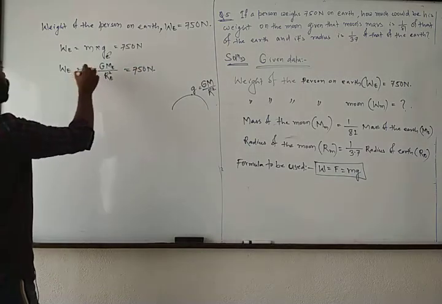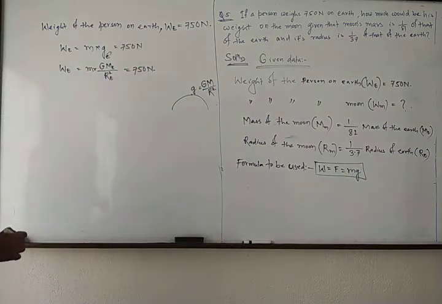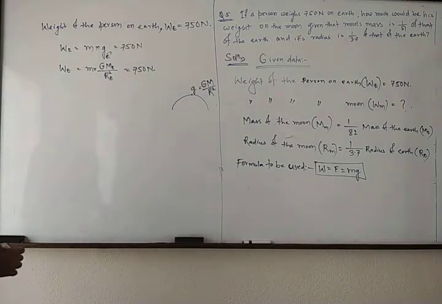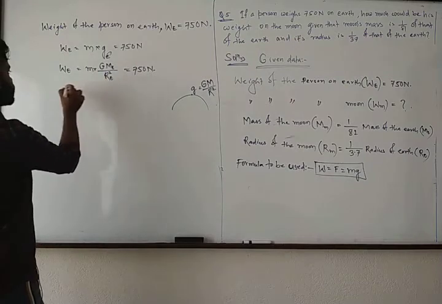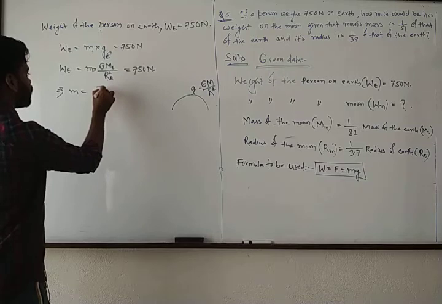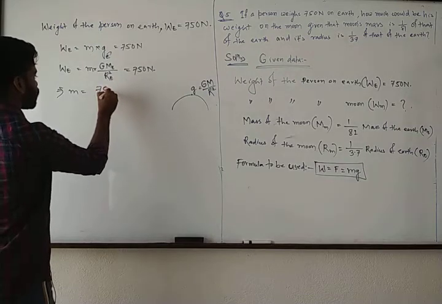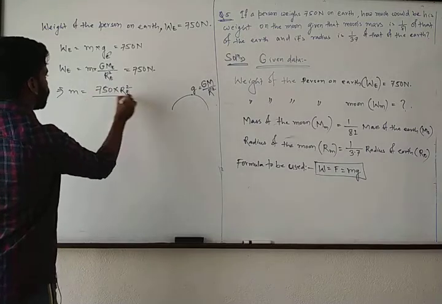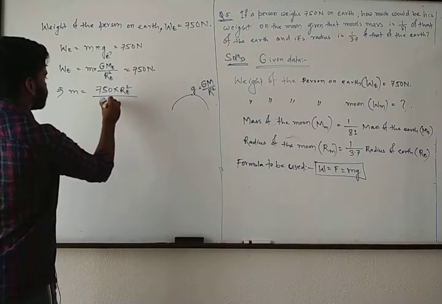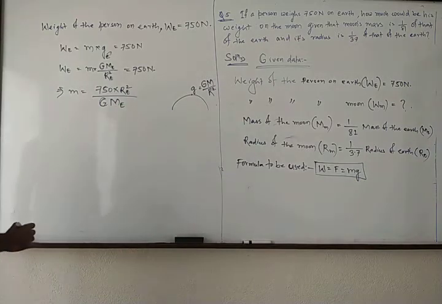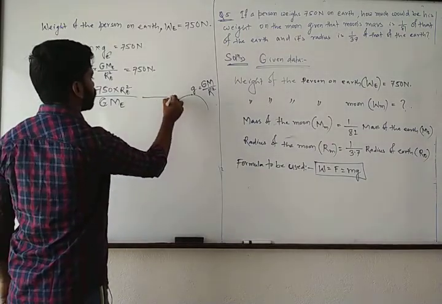So I have told you that we are trying to solve for mass of the person. So from this equation you can calculate the mass of person. It is 750 into R_E square upon G M_E. This is our equation 1.